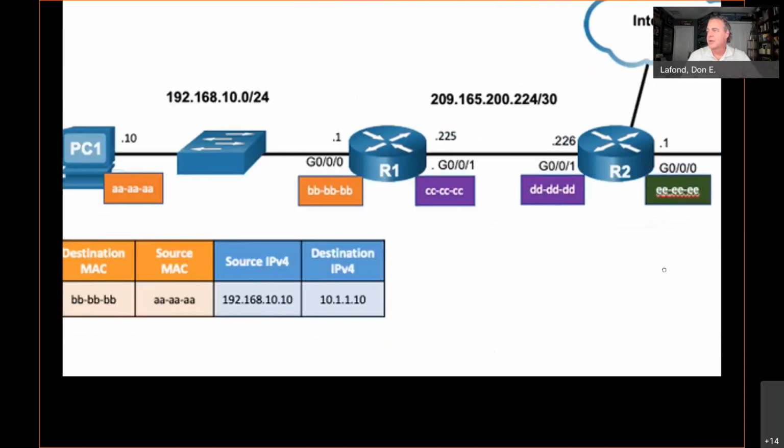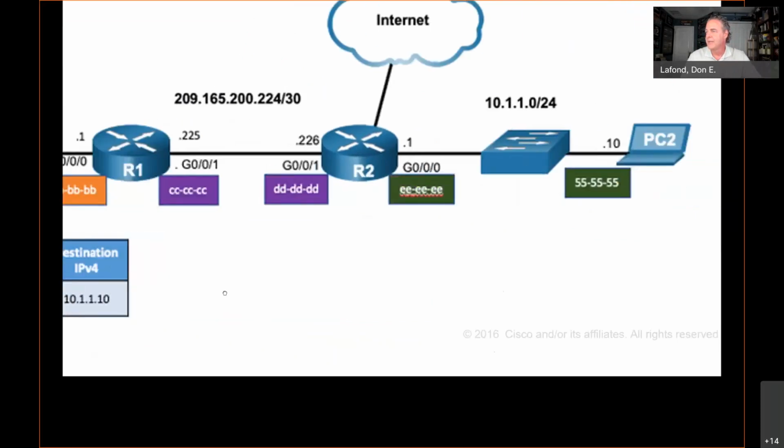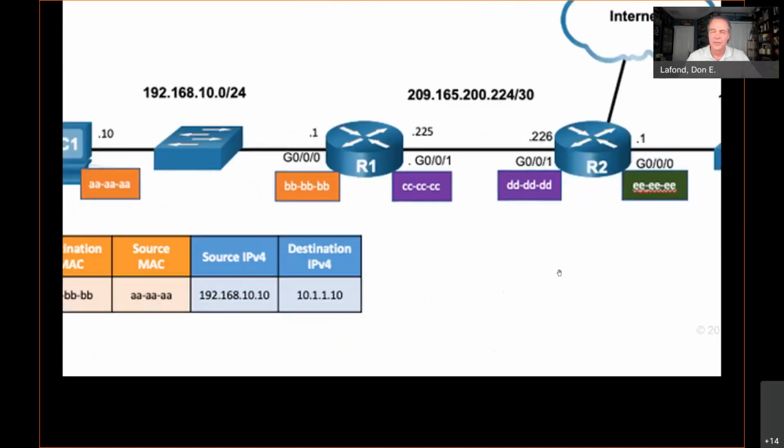But I want you to notice that all the way along that path, the source IP address for PC1 and the destination IPv4 address for PC2 remains the same. Whether it's IPv4 or IPv6, it remains the same.